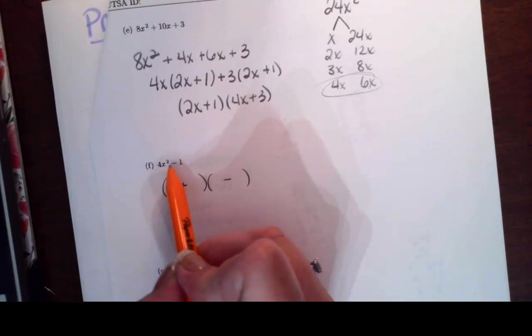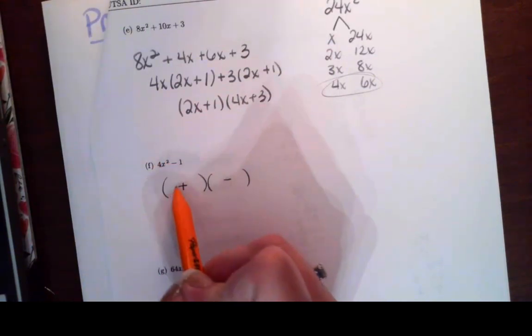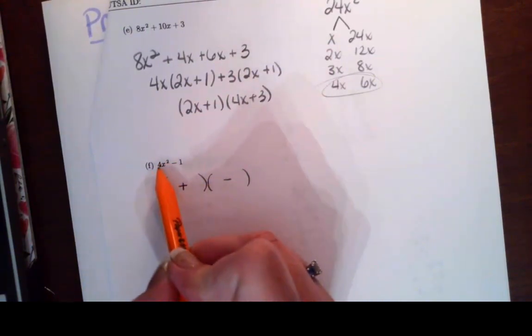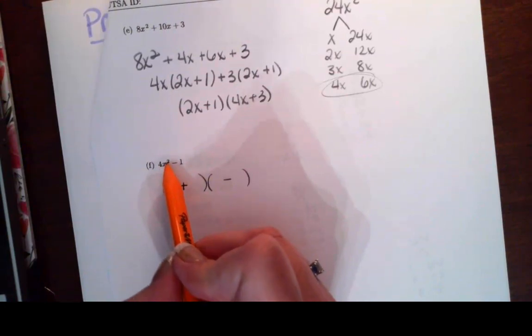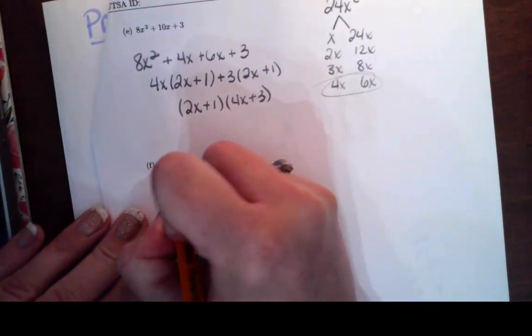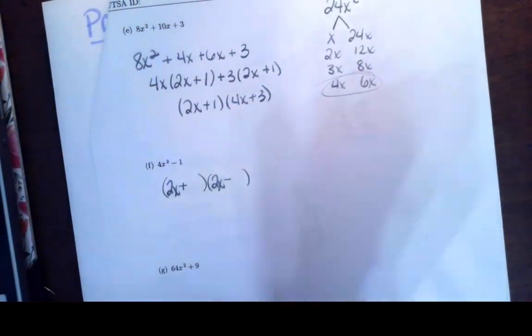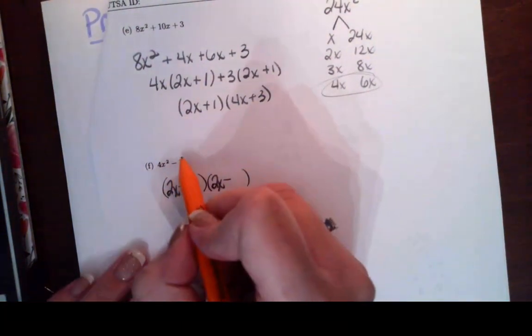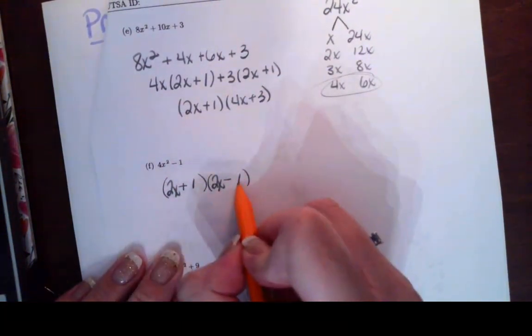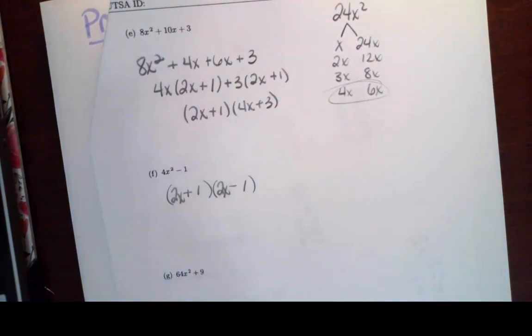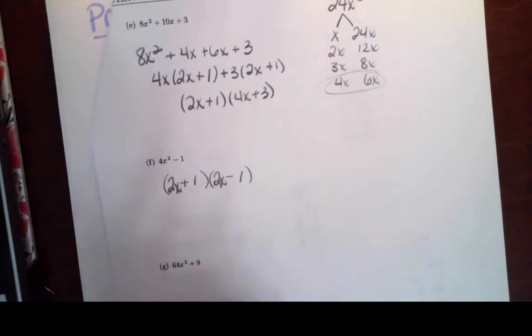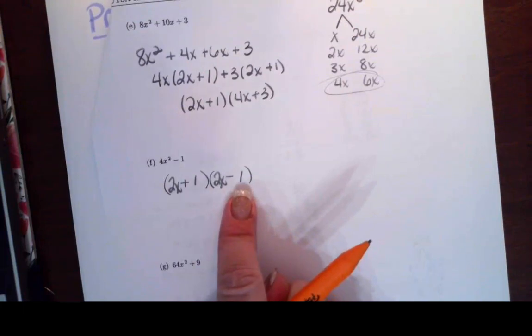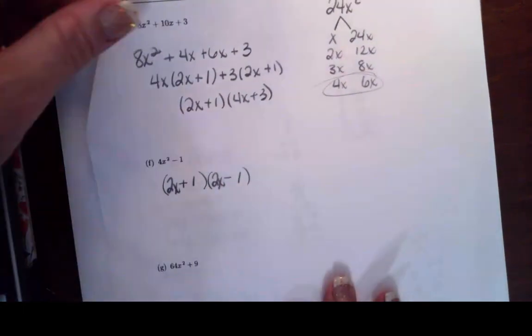So take the square root of the first one and put it in the first spot. So the square root of 4x squared is going to be 2x in the first spots. The square root of the last one is 1. And then look and see if you're done. Okay, well, I can't break this down anymore, and I can't break this down anymore, so I'm done factoring.